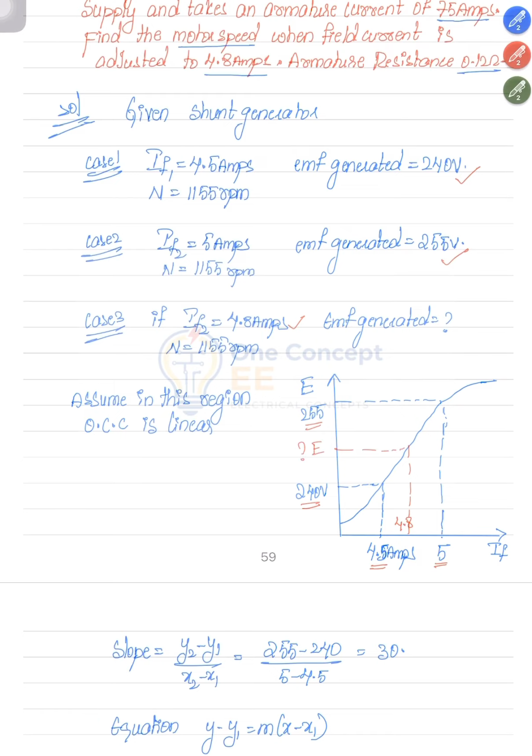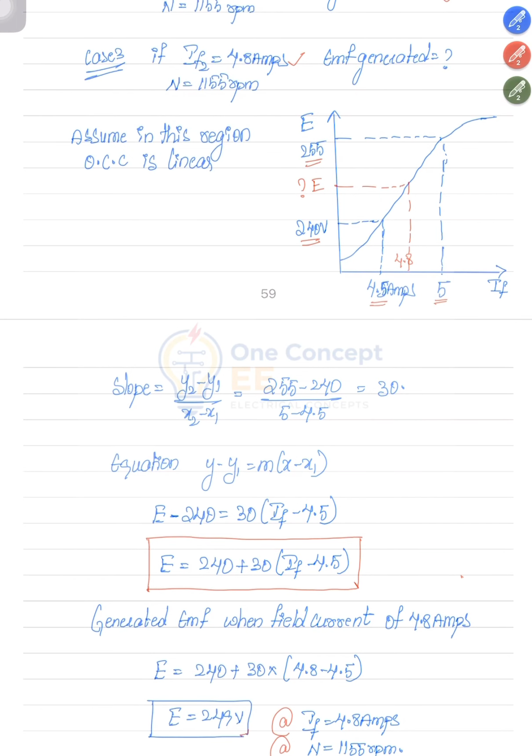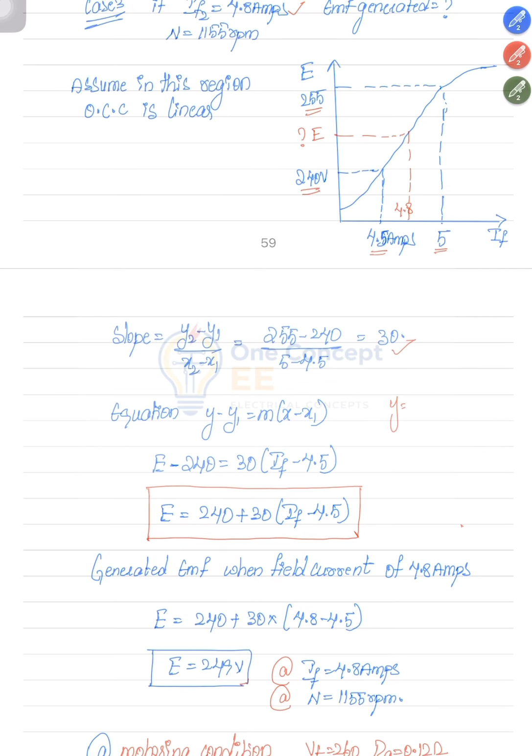We are assuming this curve is a linear curve. Let's find the slope of this curve. Slope is (y2 minus y1) by (x2 minus x1). Here it is (255 minus 240) by (5 minus 4.5). We get a slope of 30. The equation will be y minus y1 equals m into (x minus x1). Here the y axis is the induced EMF, and the x axis is the field current. By substituting this, I get the expression of induced EMF equal to 240 plus 30 into (IF minus 4.5).